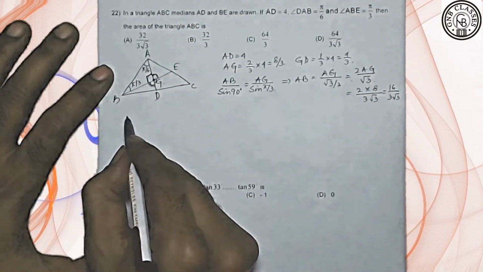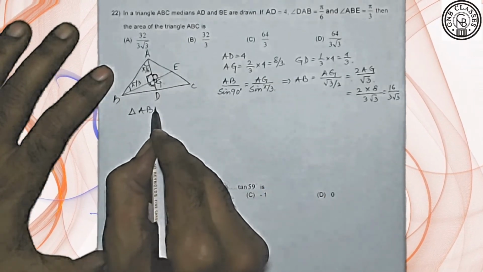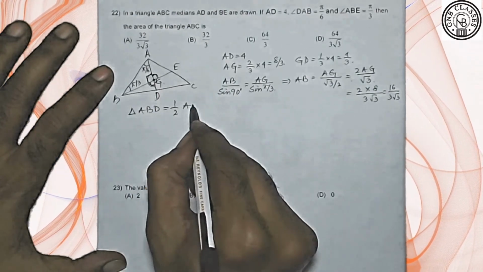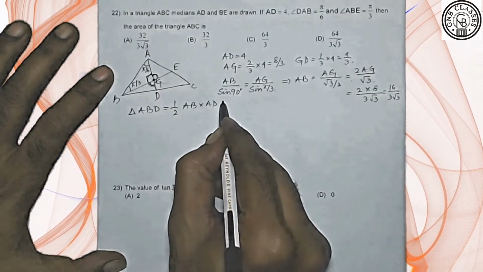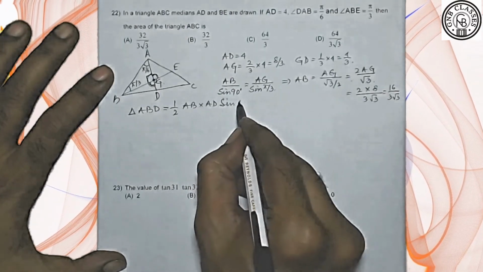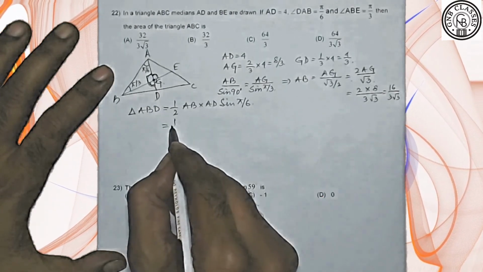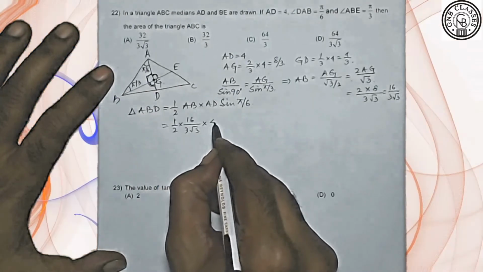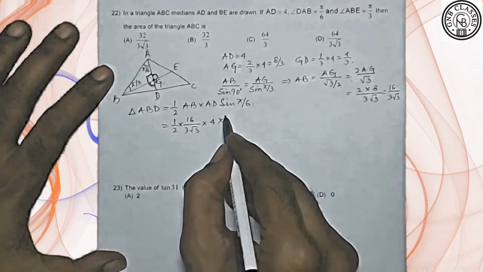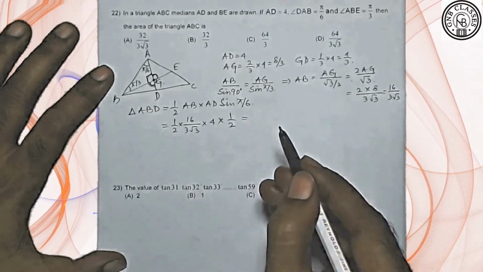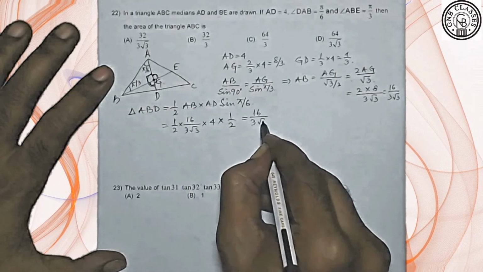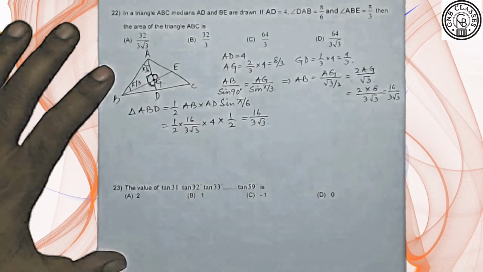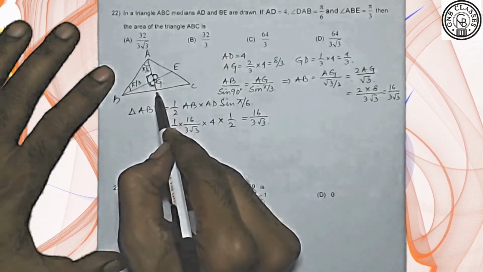Now, let us consider the triangle ABD. The area of the triangle ABD is half AB into AD sine of the angle between them. So it's half, 16 by 3 root 3, AD is 4, and sine 30 degrees is half. So we are having 16 by 3 root 3. So the area of the triangle ABD is 16 by 3 root 3.